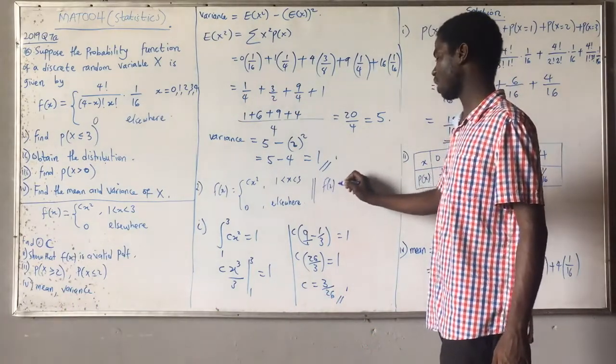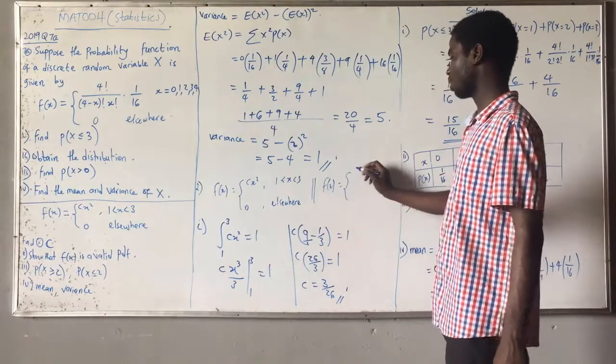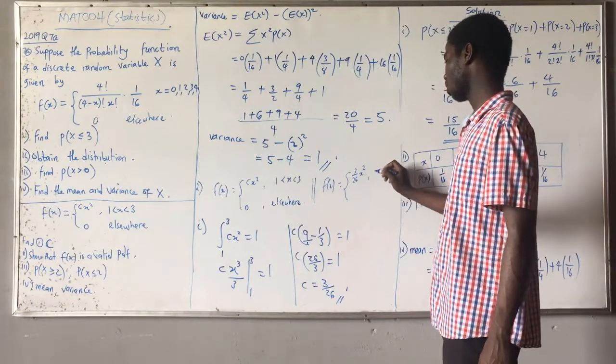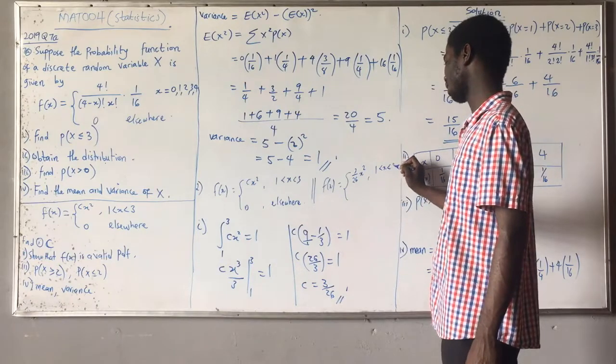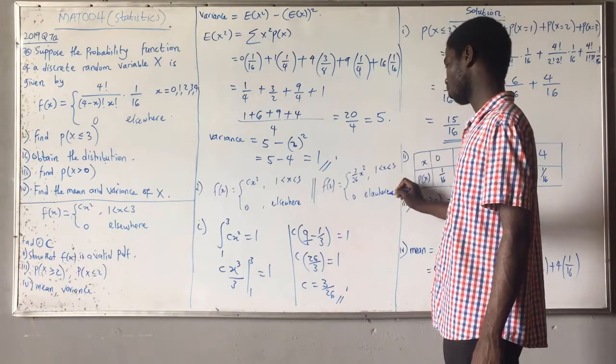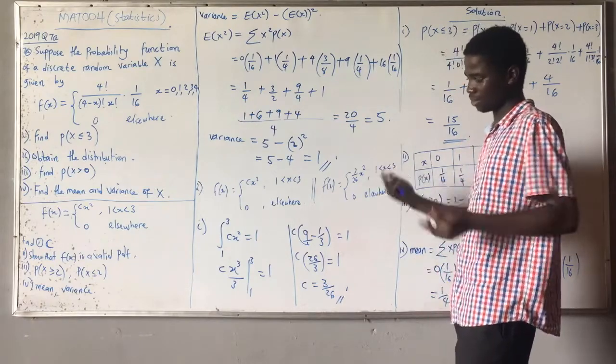F of s will now be equal to, what is c? 3 over 26 s squared, for 1 is less than s, less than 3, then 0 elsewhere. Do you understand? So that means I've looked for c.